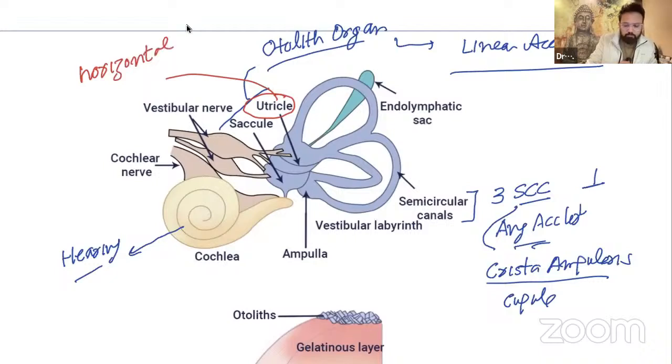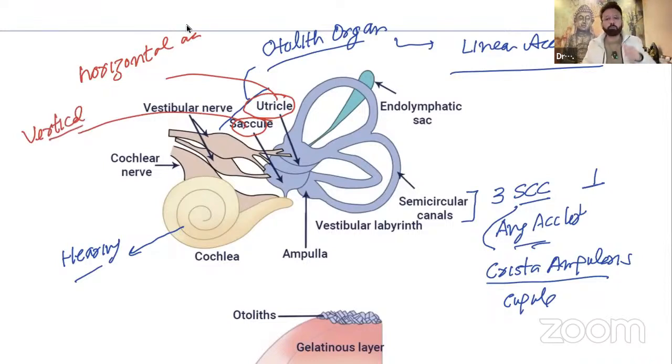Horizontal acceleration. In the linear, there can be horizontal and there can be vertical. So if you are driving a car, you are moving horizontally, and that is sensed by utricle. But if you are in a lift, going up, what will happen? Who will work? Saccule. Saccule is for vertical acceleration.